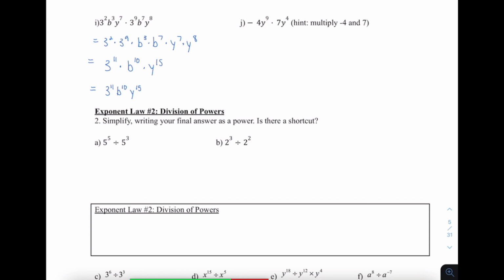So what happens when two numbers or two bases are not the same? Well, we're going to still put them together. So negative 4 times 7, and we're going to put the y's together. Because they're not the same base, I can't use an exponent rule, but what I can do is just evaluate negative 4 times 7. So I'm going to write this as negative 28 y to the power of 9, y to the power of 4.